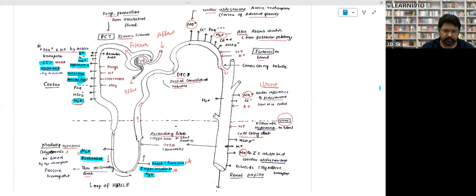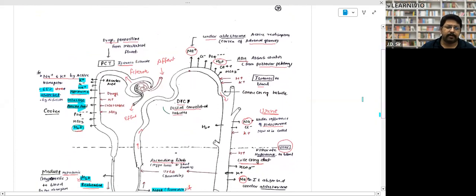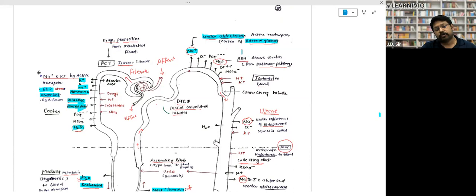Now the DCT, distal convoluted tubule, very important. Next question: what happens when it reaches the DCT? Under the influence of aldosterone, active reabsorption of sodium takes place. So sodium is absorbed in the DCT under the influence of the aldosterone hormone, right? Aldosterone is secreted by the adrenal gland. Sodium is absorbed actively, meaning with expenditure of energy.